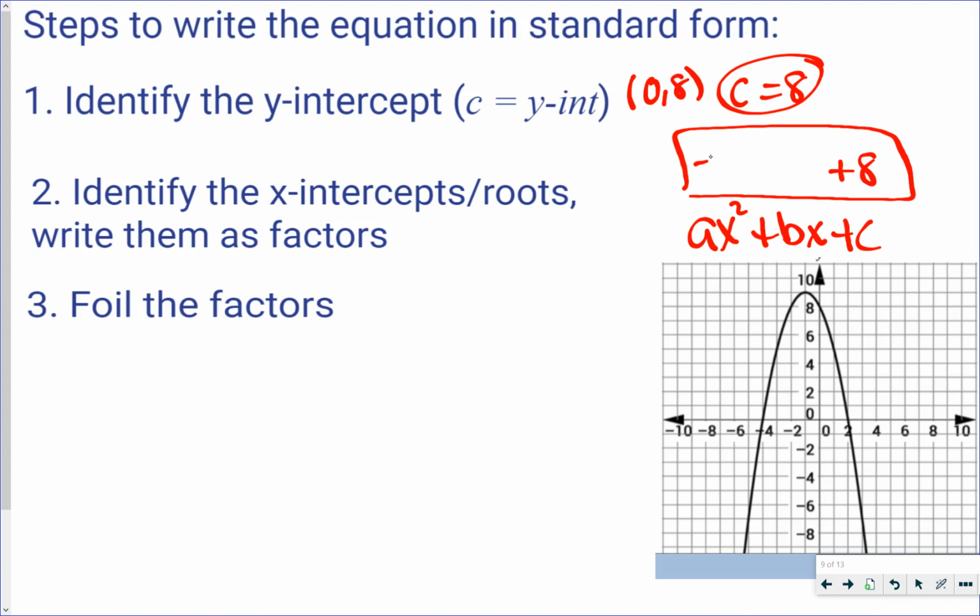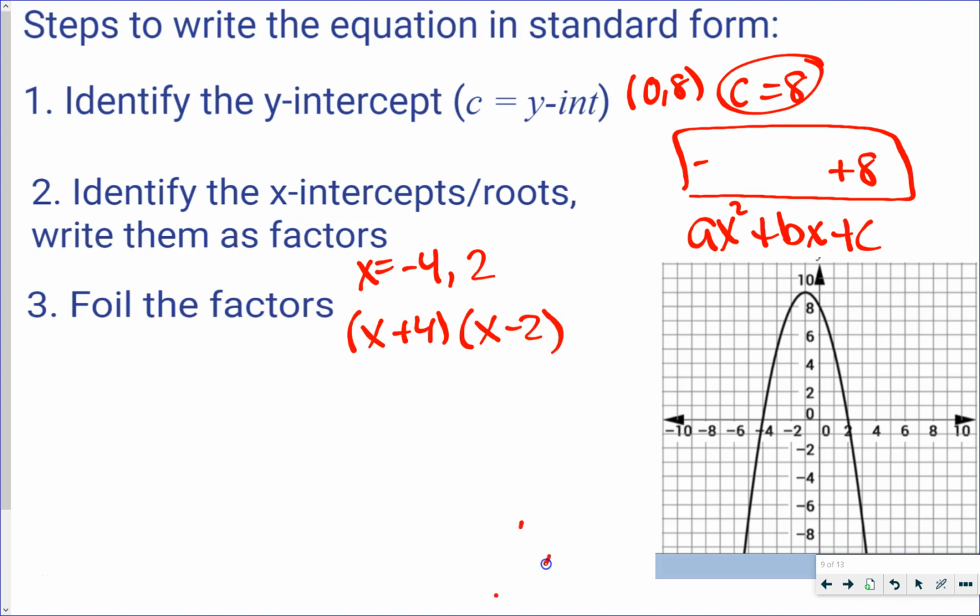Step 2. We're going to use the roots on the graph, so our x-intercepts. We're going to put them back into factor form and FOIL them to get our equation back. So looking at this, what are the roots? We said it was x equals -4 and positive 2, right? To go back to being a factor, you add or subtract it back to the x. So this is x plus 4 and x minus 2.